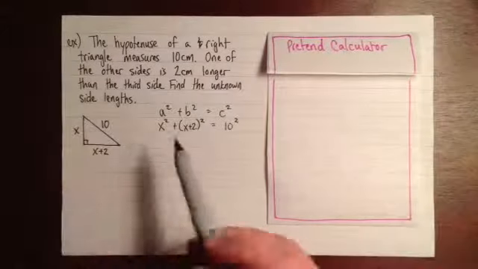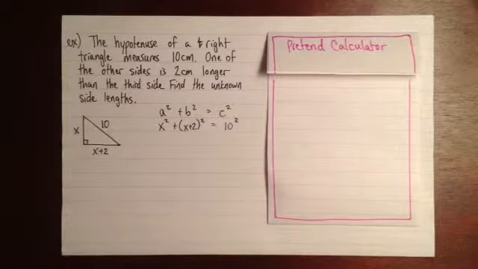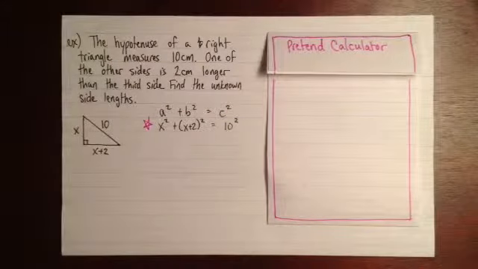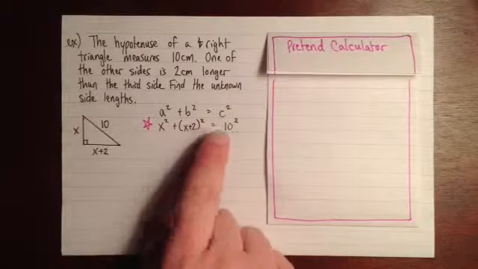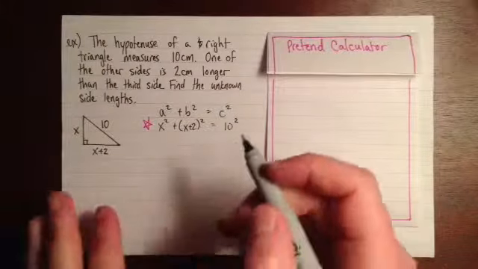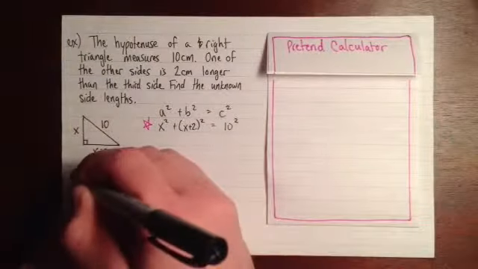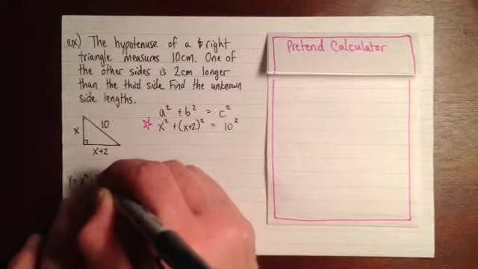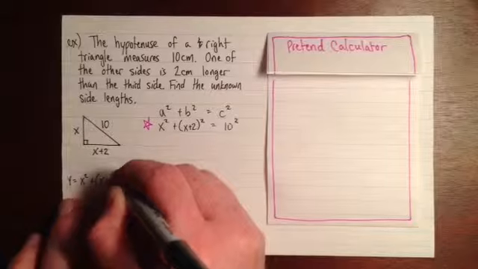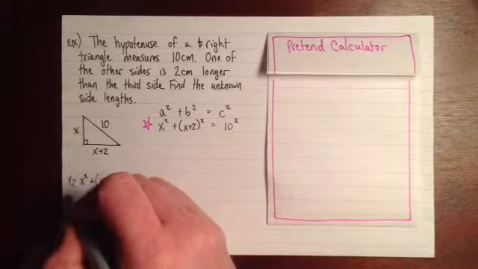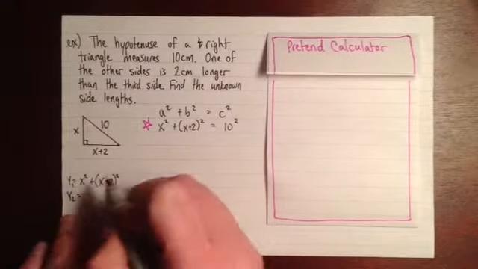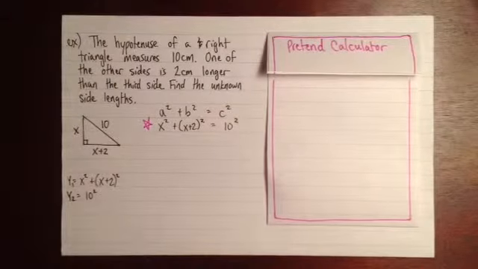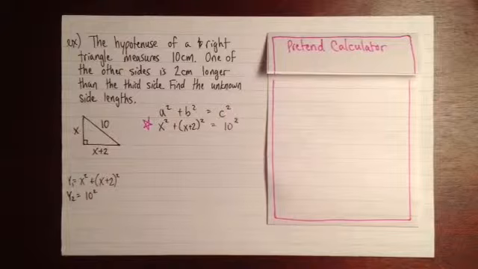We want to solve this equation. And we're going to solve it just like we did before, by graphing y1 as the left side and y2 as the right side. So I'll put y1 is x squared plus x plus 2 quantity squared, and y2 is 10 squared. You can put 100, it doesn't really matter. Okay, so we'll graph those.